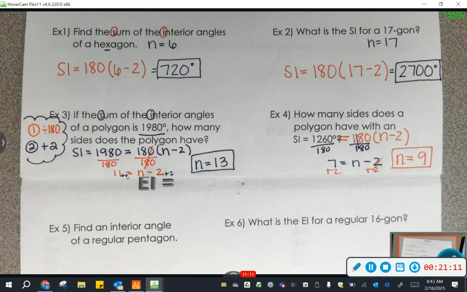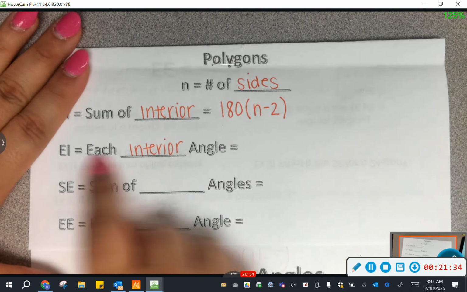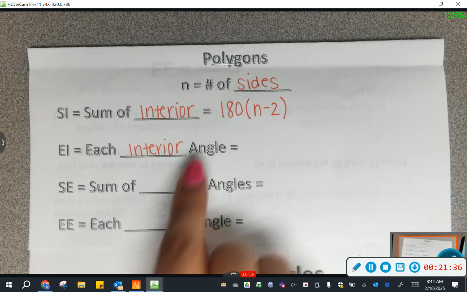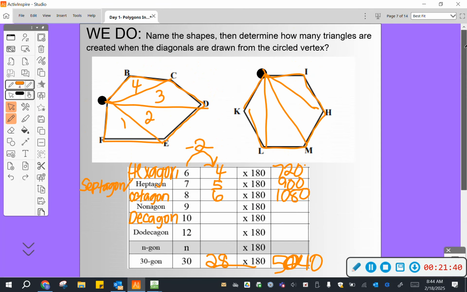For this part, I want you to close your notes, please, when you're done. Close your notes to the front again. Close your notes. All right. Now we're going to do the second part, each interior. So I want to go back here. Please look up.